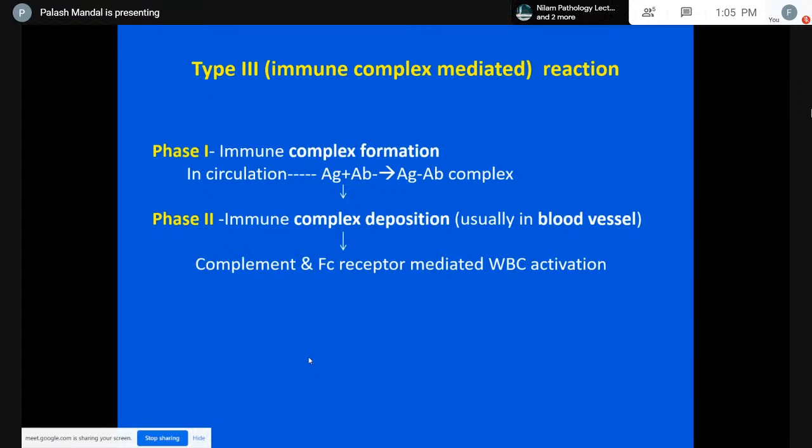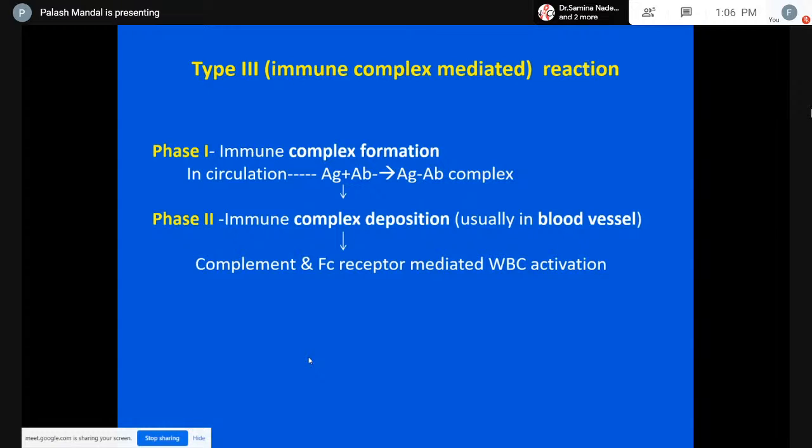A bit different. The antigen antibody complex is first formed in the circulation itself. Some circulating antigen is there. The antigen may be from our own body, or a foreign antigen, a microbial antigen or any other antigen which is foreign to our body. The antibody which is produced from the plasma cells goes and attacks the antigen and forms an antigen antibody complex. This is the first phase. There are three phases of this type 3, and the first phase is formation of the antigen antibody complex.